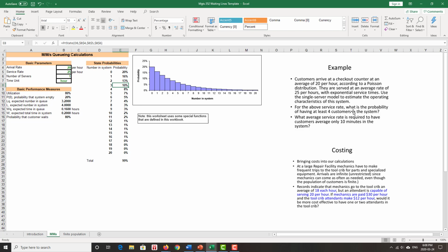So the second part of our question, for the above service rate, what is the probability of having at least 4 customers in the system? Okay. So this one is still going to be a calculation.